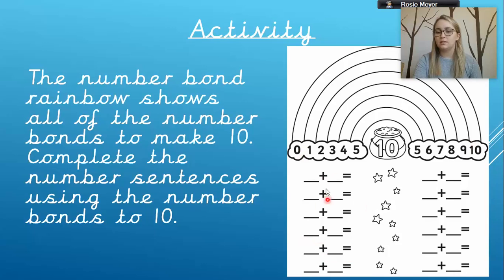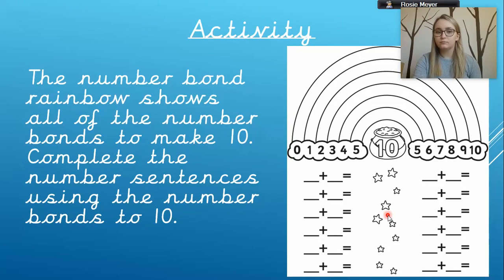Now on this side, you're going to be starting with these numbers. So you're going to do 0 add 10, 1 add 9, 2 add 8, 3 add 7, 6 add 4, and 5 add 5. And then on this side, you're starting with the numbers in this cloud at the bottom. So then you're starting 10 add 0, 9 add 1. Okay, and then you should have all of the number bonds written down to help you learn those number bonds to 10.